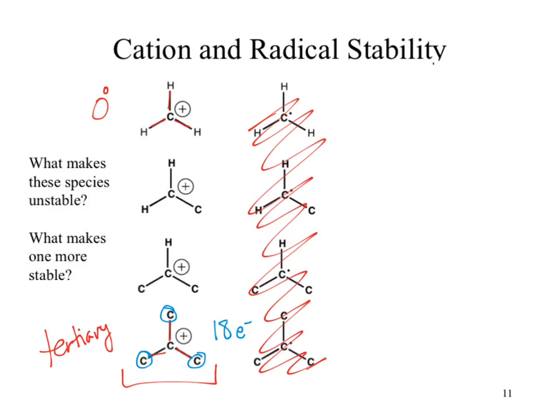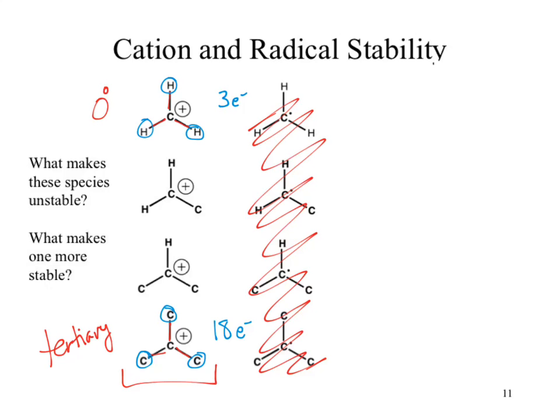How many electrons does hydrogen come in with? 1. How many electrons are around that carbon? 6. Each hydrogen brings in 1, right? We get 3 electrons. Which can stabilize the positive charge better, 18 electrons or 3 electrons? 18 electrons. Which of these structures is more stable? The tertiary, because it has more electron density to stabilize that positive.